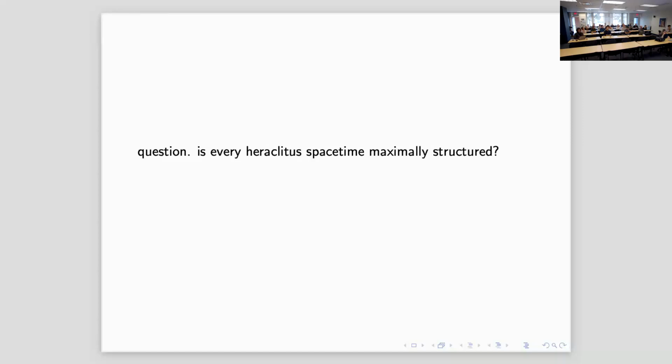But I have a question. I really would like the answer to this question. Is every Heraclitus spacetime maximally structured? In other words, are these conditions equivalent conditions? That would be really nice if they were. I've been trying to think of a counterexample, a Heraclitus spacetime which is not maximally structured, but it turns out that the only Heraclitus spacetime that I have around to use and work with is the one that I constructed already and showed you, and it turns out that that one is maximally structured. So that's where I'm going.